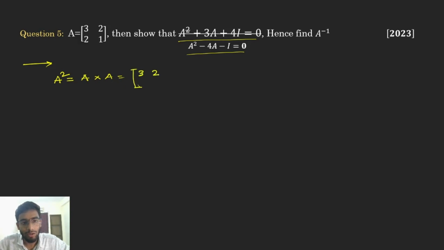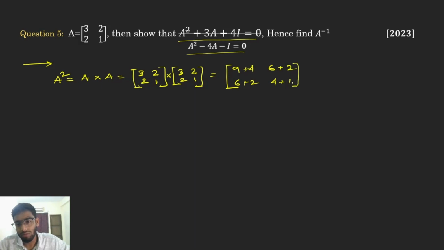So A is 3, 2, 2, 1. Again it is multiplied with 3, 2, 2, 1. In matrix multiplication, 3 3s are 9, 9 plus 2 2s are 4. Same, 3 2s are 6 plus 2 1s are 2. Similarly, 3 2s are 6 plus 2 1s are 2, and then 2 2s are 4 plus 1 multiplied by 1 is 5. So ultimately our A square is 13, 8, 8, 5.